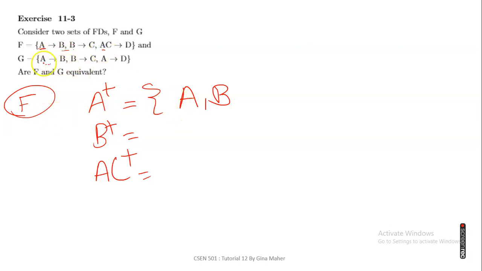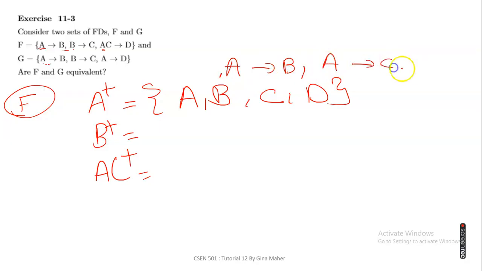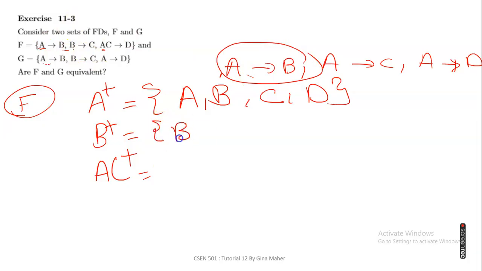Okay, so A implies B, so B is added. B implies C, so C is added. A implies D, so D is added. So from this one, we can deduce that A implies B, and A implies C, and A implies D. So this relation is found. Let's check the other one. B. B implies C from this one. So B implies C is there.